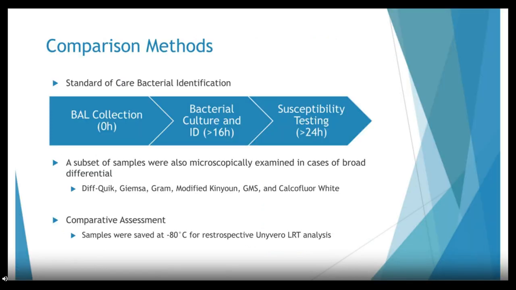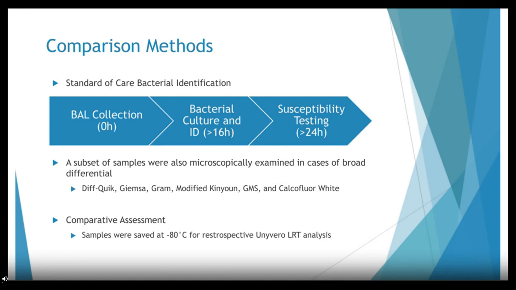So in this particular study, we wanted to compare our standard of care identification scheme. That's mostly, we're just going to be talking about bacteria and then, of course, pneumocystis here. And then we wanted to compare them with the molecular technology that the Univero provides. So really what we're seeing is that we're going to collect a BAL.